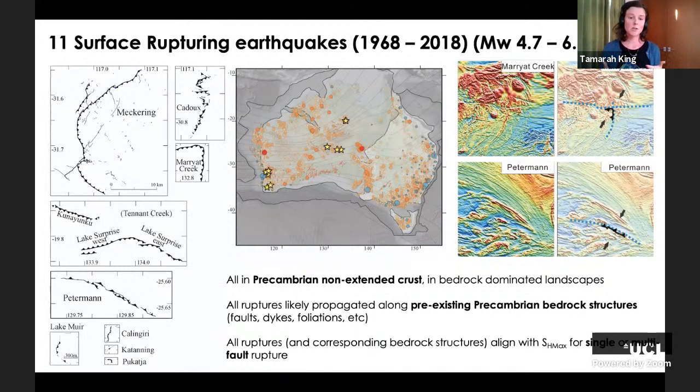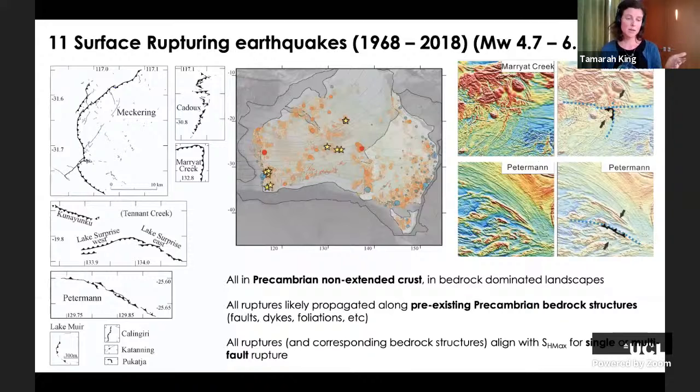These earthquakes are very shallow, so we think that they're all less than 7 kilometers depth, probably more likely less than 3 kilometers depth. When you have such a shallow earthquake, the fault plane itself intersects with the surface, or it's more likely to, so you get a surface rupture. On the left-hand side, you see all 11 surface ruptures to scale with each other.